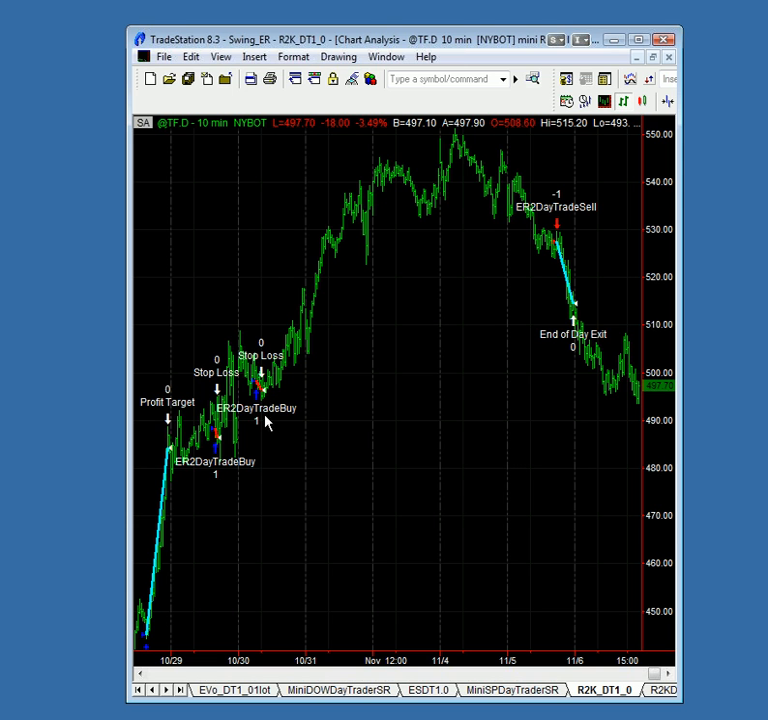Would have caught that one as well. Did manage to catch this one on Wednesday from round 5. We'll call it 5:30 almost down to 515, so a nice $1,500 per contract. Again, $500 in margin, $1,500 in gain on that.